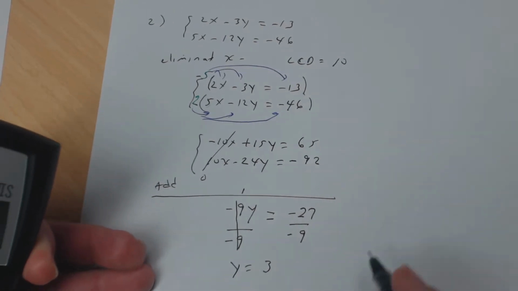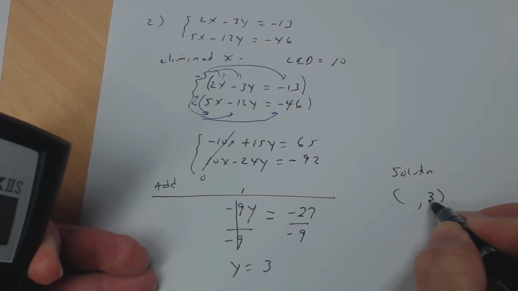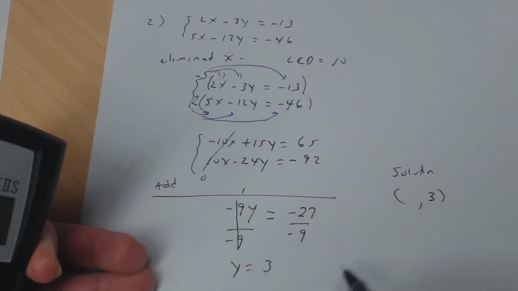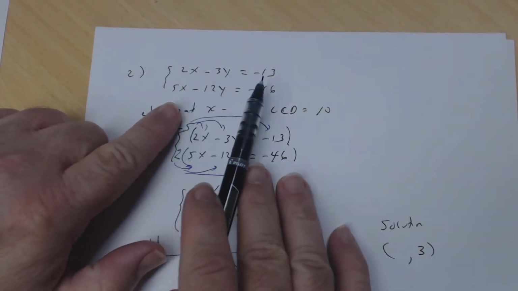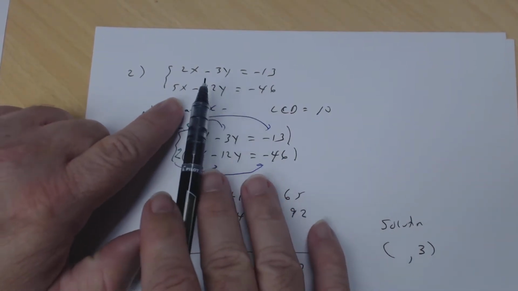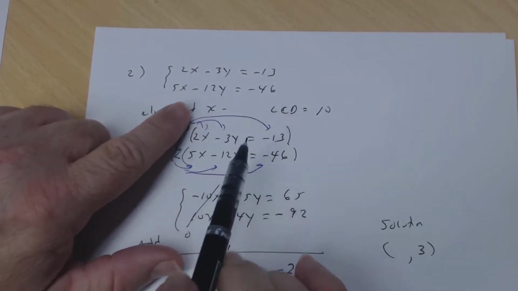Now, to find so far my solution, the ordered pair, y is 3. So now we're going to find x. So we're going to back substitute to find x. It does not matter which equation you use. But wherever you see the variable y, you're going to plug in 3. Again, it does not matter which one you use.